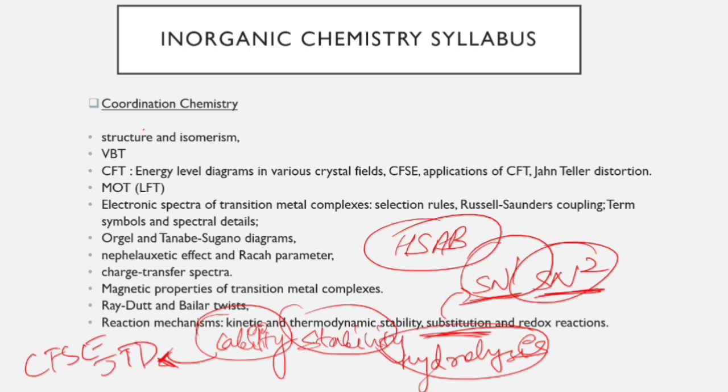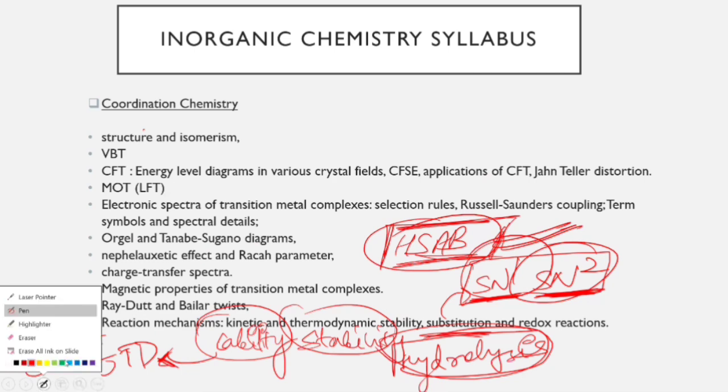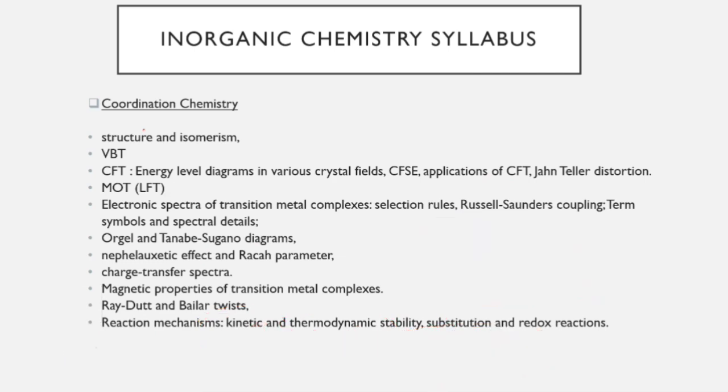Moving further, substitution, you have SN1, which is dissociative, SN2, which is associative. You should know the geometries. You get questions from hydrolysis. And further, HSAB principle, the hard and soft acid base concept, is very important for this reaction mechanism. Last but not the least is your redox reactions.